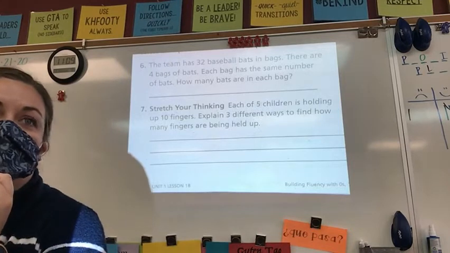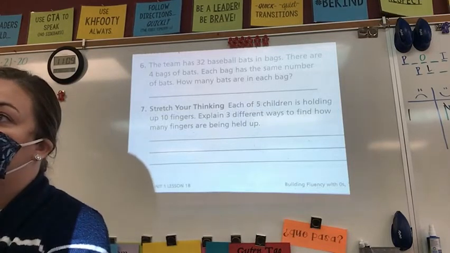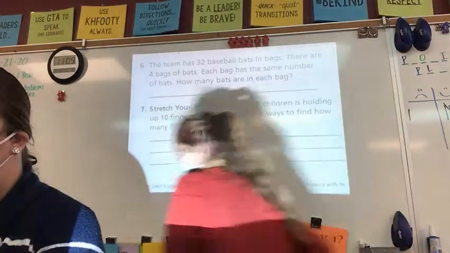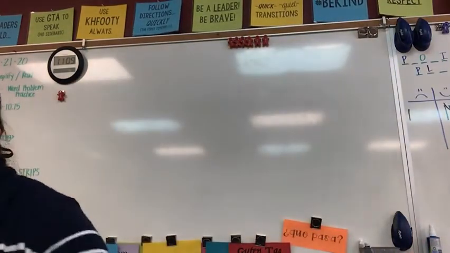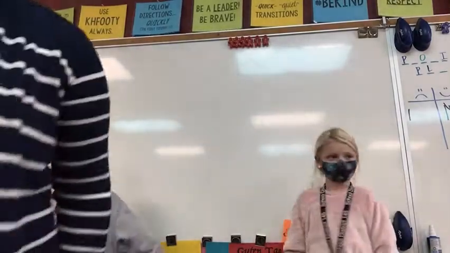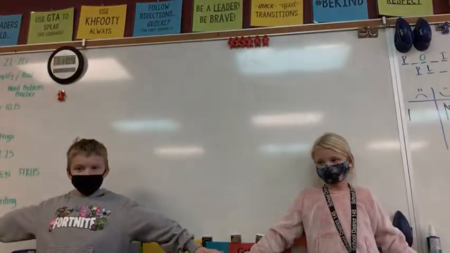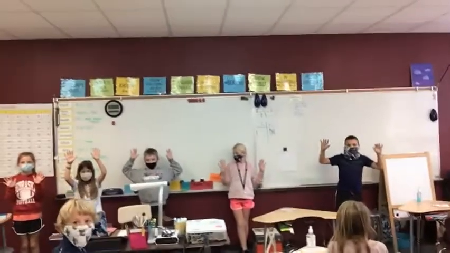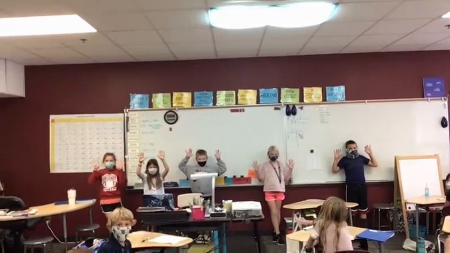Macy, Olivia, Eli, Dax, Braylon, come on up. I've got 5 children spaced out. And each of these 5 children are going to hold up 10 fingers. Gunner, gotta land. See if I can see them all now. Oh, I still don't have them all. There we go. Each of my 5 students are holding up 10 fingers.